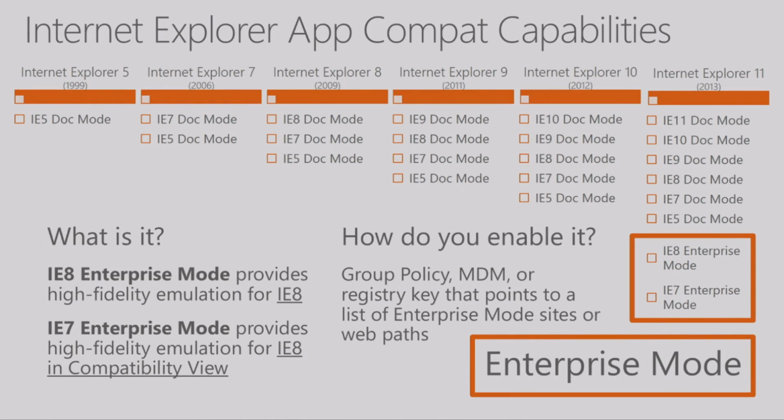Now, how do you enable it? And we'll be going through this in a lot of detail. You enable it through group policy, MDM, registry key, that points you to your list of Enterprise Mode sites or web paths. You know, remember, you can get really granular with this. So we now have the ability to define Microsoft.com/old app versus Microsoft.com/new app. And you can get very granular. We also support port numbers now. So very granular, and we've improved the support over time.